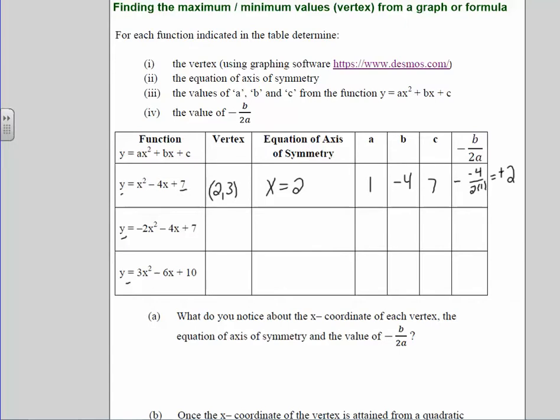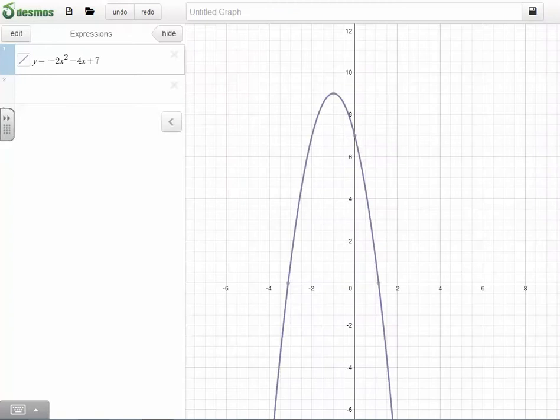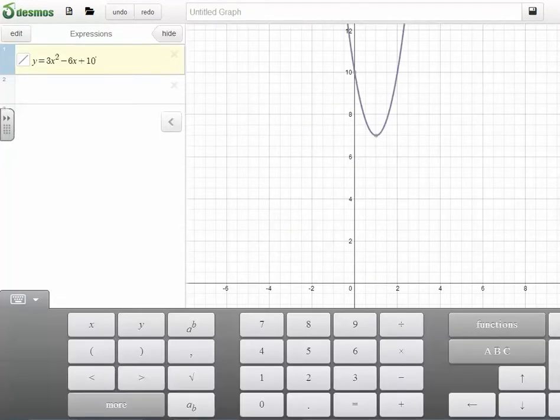Now I'll complete the rest of these here. So now I've graphed the next equation: negative 2x squared subtract 4x plus 7. If I put my pointer at the vertex, it will tell me what the value is. So negative 1 and 9. And now graphing the last equation, we got a vertex of 1 and 7. So then the axis of symmetry will be x equals 1. The axis of symmetry is the x value of the vertex. So it's 1, so x equals 1.